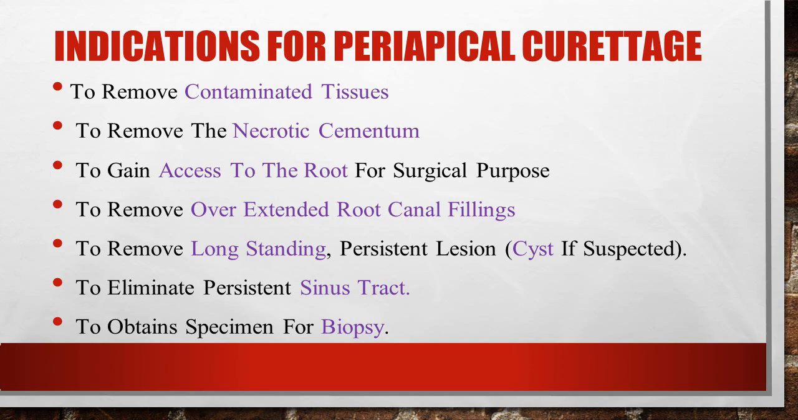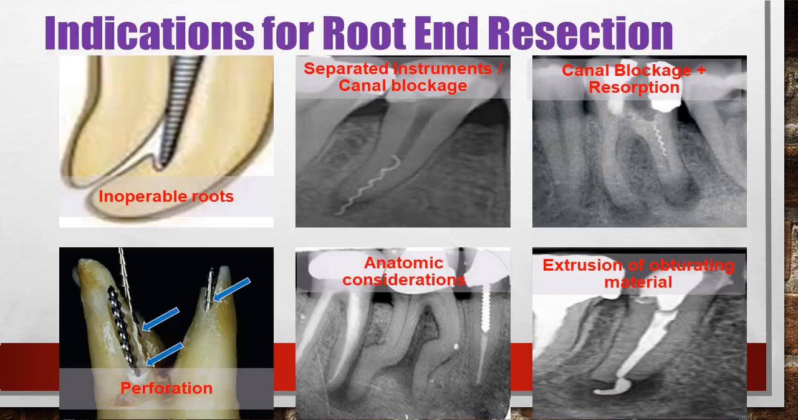You want to remove any overextended root canal fillings. This is another indication for your surgery, like I had mentioned in the previous class. You want to remove any long standing persistent lesion which is not healing despite your multiple attempts of root canal treatment. You want to eliminate a persistent sinus tract. So you have tried doing your root canal twice or maybe even thrice in some cases, and you still see that the sinus tract is persisting and reappearing again and again. That means it is the body's way of telling you that it is time to think along the lines of surgery. And of course, if you want to obtain any specimen for biopsy.